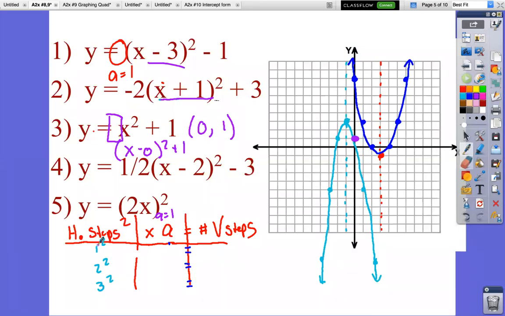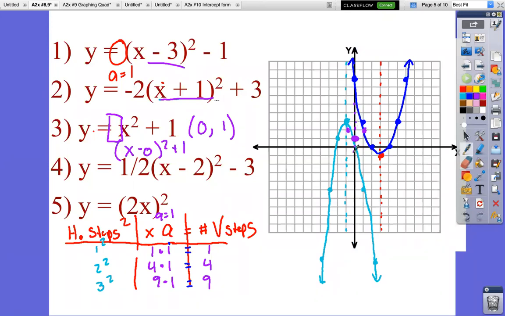Number of horizontal steps, I'll keep it as 1, 2, and 3. My a value is 1. 1 squared is 1 times 1 equals 1. 2 squared is 4 times 1 equals 4. 3 squared is 9 times 1 equals 9. So if I take 1 horizontal step over, 1 up, boom, boom.